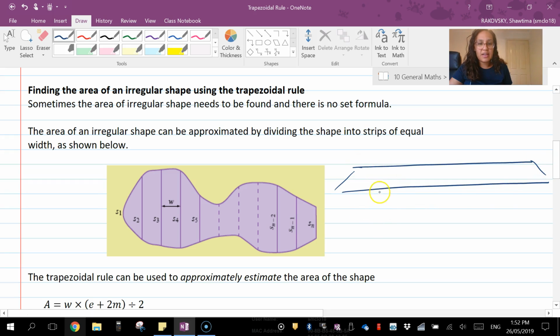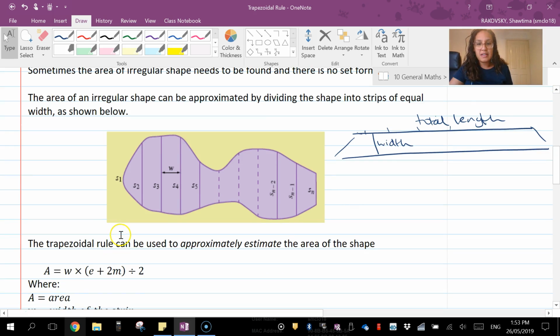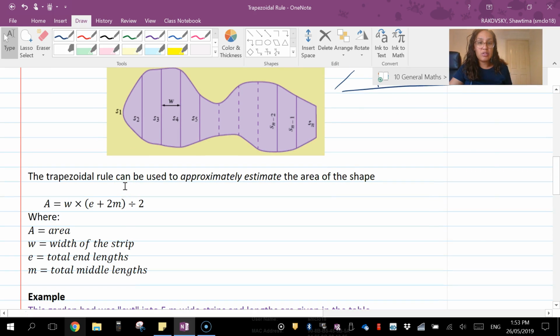That's where this shape comes from, because all of those strips have the same width, and if you add them all together, it's going to be a total length. So this idea of making a trapezium is what helps us use this formula. The formula is an approximation. It's not exact, and we'll have a look at how it becomes more exact.